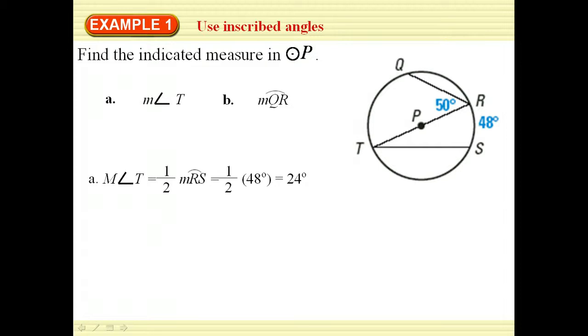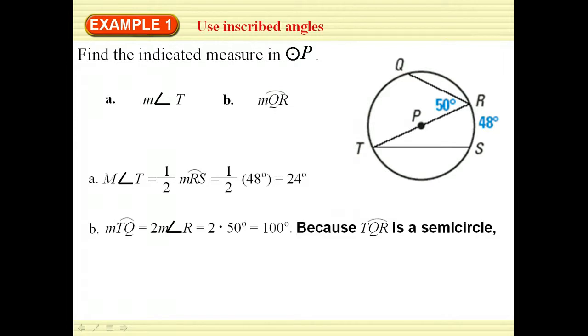Looking for the measure of arc QR. What I'm going to have to think about here is the fact that RT is a diameter and angle R is 50 degrees, so that's going to make arc QT 100, which leaves 80 for QR. So TQ is 2 times the measure of R, which is 100. Since TQR is a semicircle, the measure of QR is 180 minus the measure of TQ, which means it is 80 degrees.